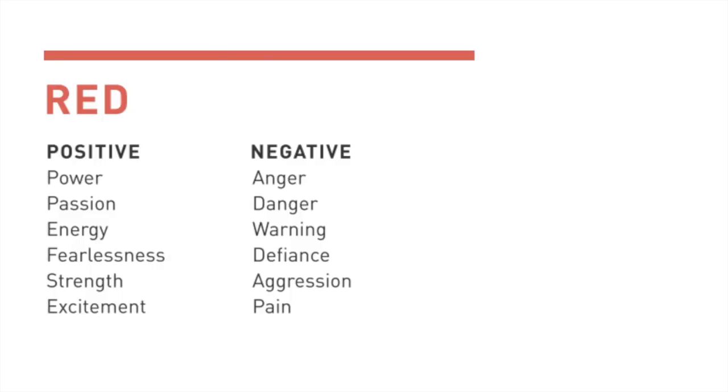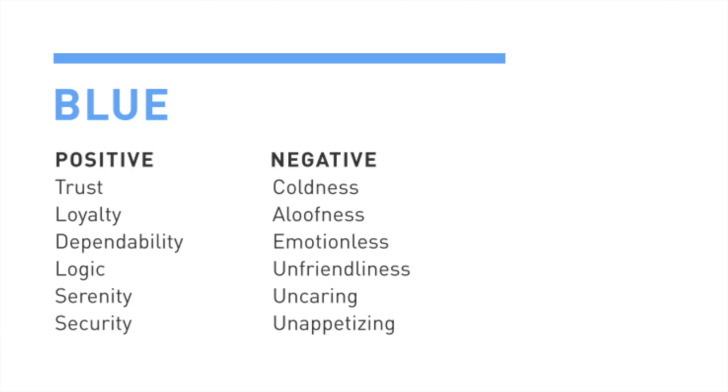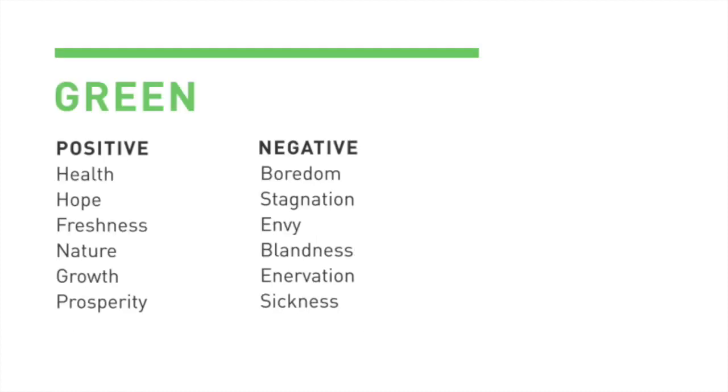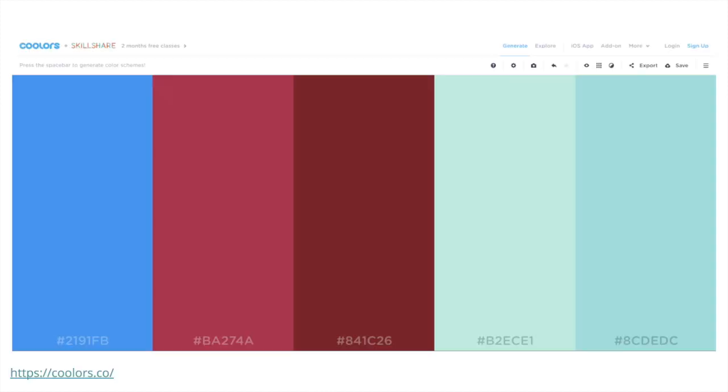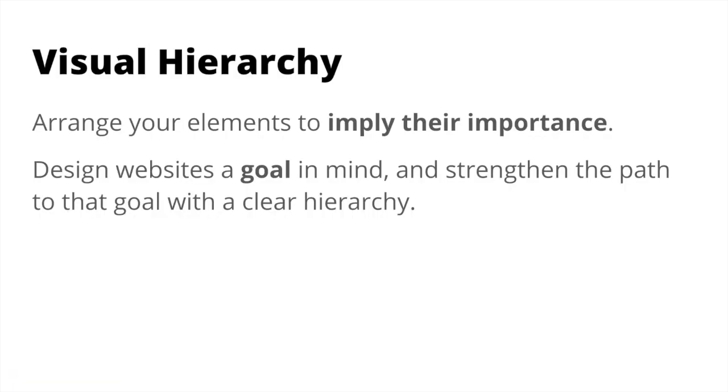So for example, red can be passionate, energetic, fearless, but it could also mean anger, danger, warning. So always try to think of the balances between these types of traits. We already talked about blue, and then green, of course. So just to think about that. And then this is a screenshot of the Coolers site, which I showed you guys.